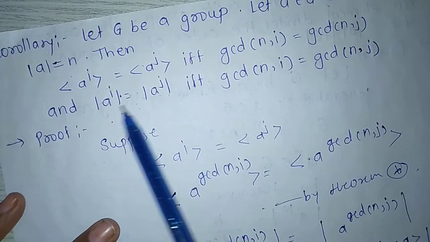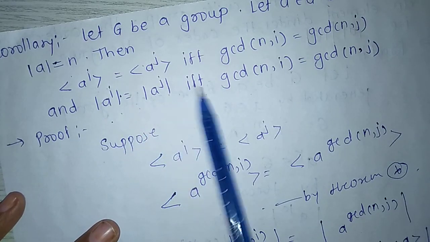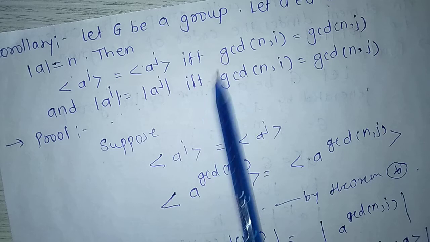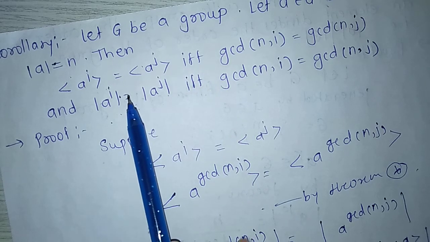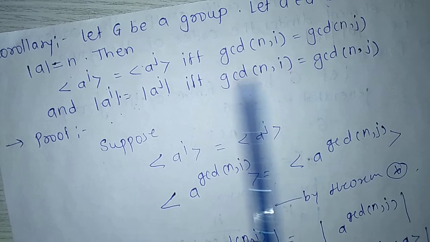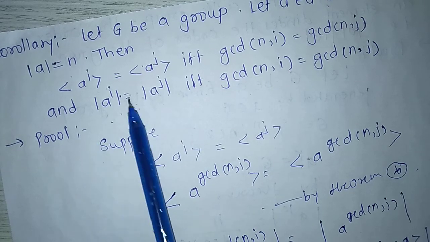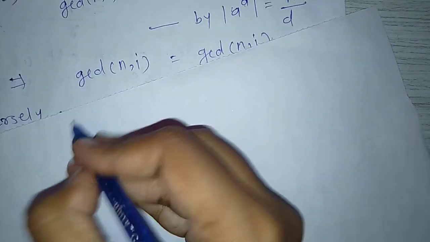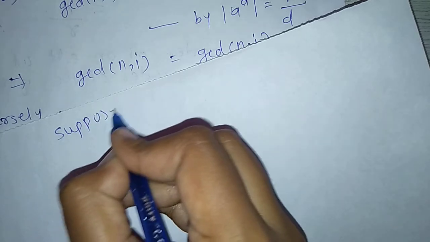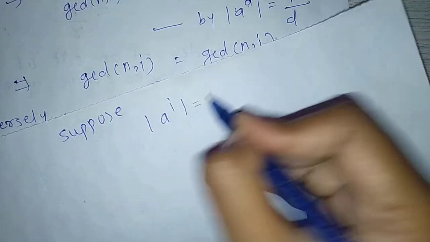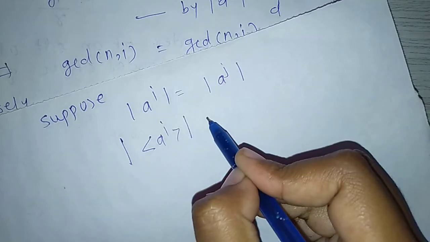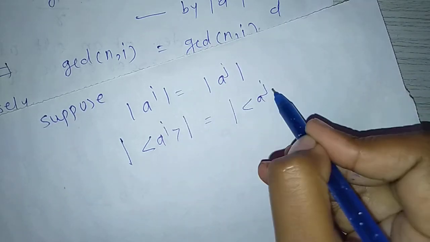The second part is: order of a raised to i equals order of a raised to j if and only if GCD of ni equals GCD of nj. This statement is of the if and only if type. So first we suppose this and then prove this, and conversely suppose this and prove order of a^i equals order of a^j. Suppose order of a raised to i equals order of a raised to j, which means order of the set generated by a raised to i equals order of the set generated by a raised to j.